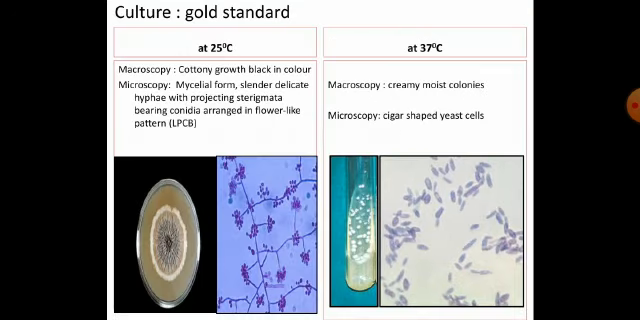Coming to the culture. Culture is always the gold standard or the confirmatory test. So when we collect the sample, we put it onto the SDA media and we put it into 2 tubes. One tube is incubated at 37 degrees Celsius and the other one is kept at room temperature. So we will see what are the growth patterns. At 25 degrees Celsius, macroscopically, you can see that there is a cottony growth which is black in color.